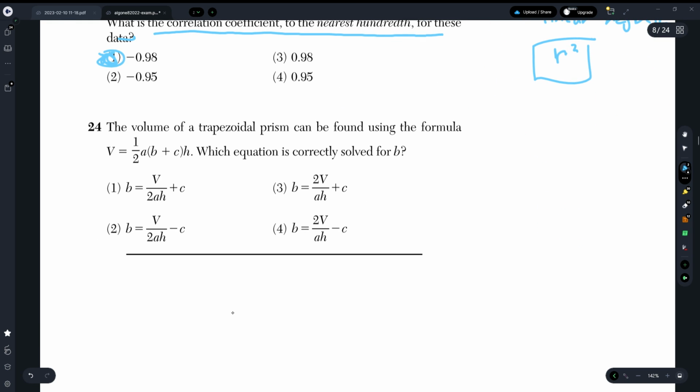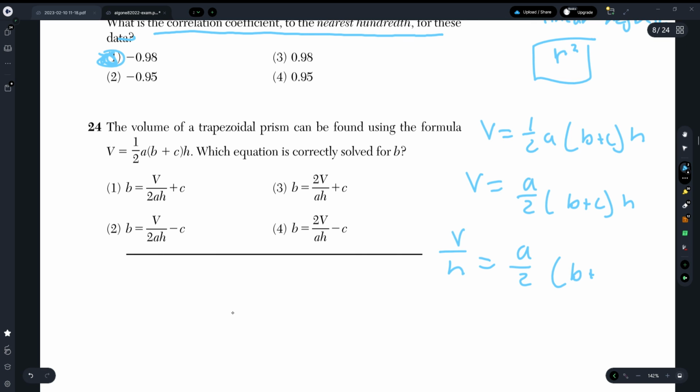Right, so number 24 says the volume of a trapezoid can be found using the formula v equals 1/2 a times b plus c times h. Which of the following equations is correctly solved for b? So all you have to do is solve in terms of b. Really what you have is a over 2 times b plus c, times h. So I divide both sides by h. Here I have v over h is equal to a over 2 times b plus c. Next I multiply both sides by 2. Now I have 2v over h is equal to a times b plus c, because the 2's cancel out.